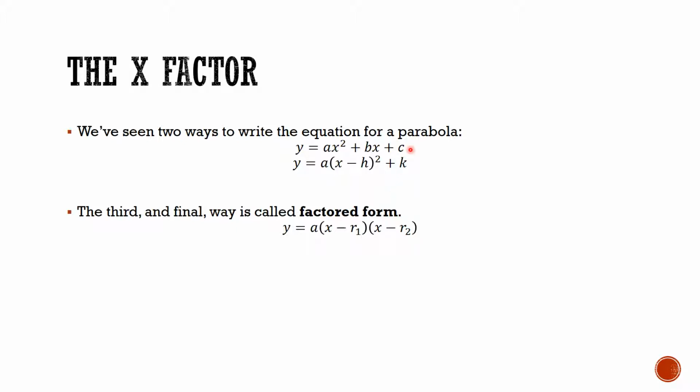You're going to see general form a lot and you're going to need to go from general form to these other forms. But if you're asked to know the characteristics of a parabola in general form, you usually can't because it doesn't give you much information. So in this, R1 and R2 are the roots and A is the stretch or shrink factor.